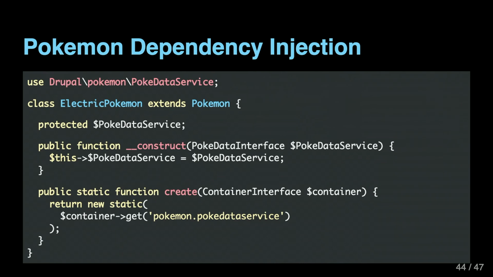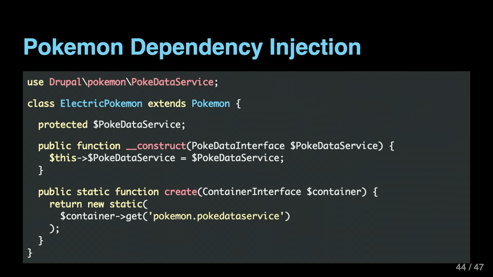Okay, so I'm inside my electric Pokemon class, and I want to use functionality that's only available in my PokeData service. So the first thing I would do is put the use statement for that service to load it into the class. Then I'd create a parameter to use that service inside my class. I'll call that PokeData service. Then I'll create my constructor, and in my constructor I'm going to pass the PokeData service, because every time I create an electric Pokemon, I want to make sure that service is there as well, so that I can load it and use it.